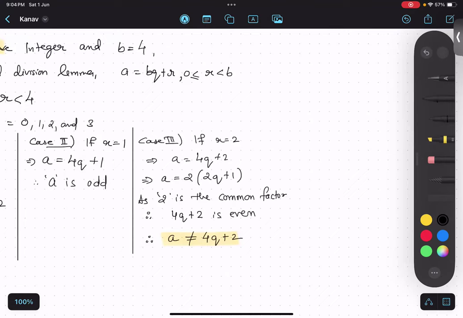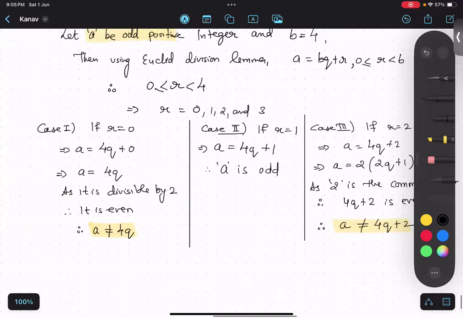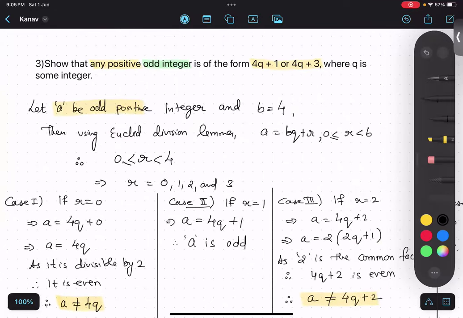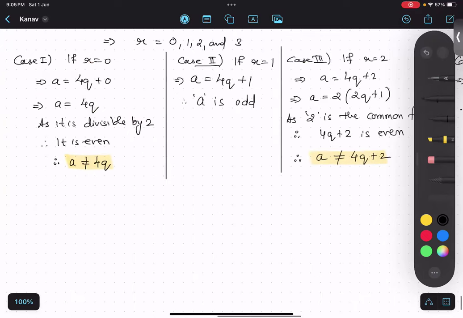Last case, case number 4. If r equals 3, a equals 4q plus 3. I don't think we have anything common. Okay, therefore a is odd. Now, what was the question? Let us read the question again. Show that any positive odd integer is of the form 4q plus 1 or 4q plus 3. So we will write, therefore, 4q plus 1 and 4q plus 3 are odd positive integers. Understood? Yes, sir.